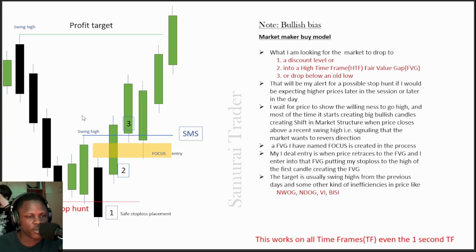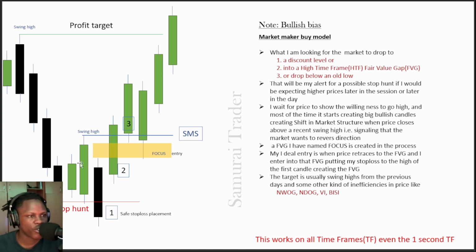So this is my shift in market structure. When the market closes above this swing high, this is signaling. So I was saying, when the market closes above this recent swing high on either time frame, this is my signal for the shift in market structure.